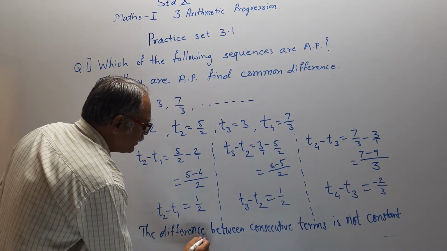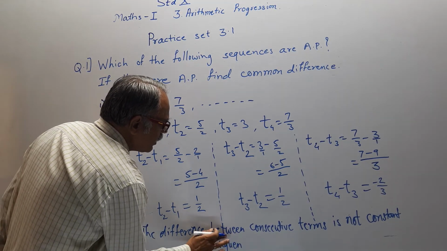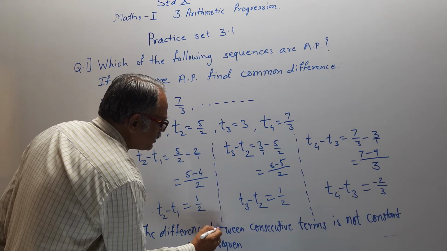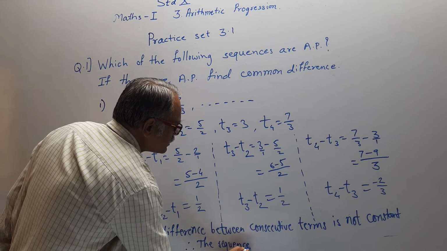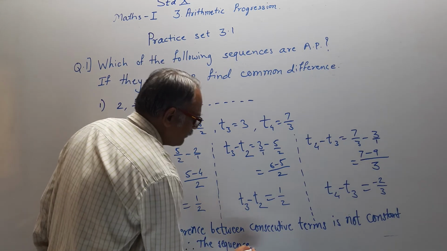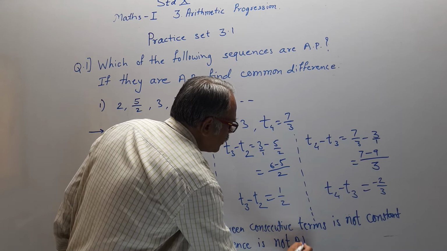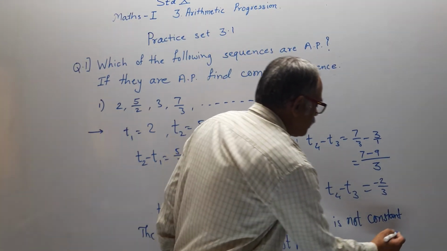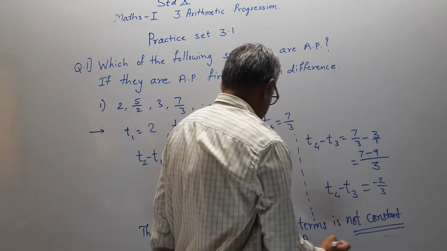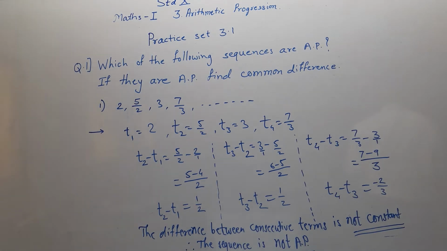Therefore, the sequence is not AP, not arithmetic progression. The difference between consecutive terms is not constant, therefore it is not AP, not arithmetic progression.